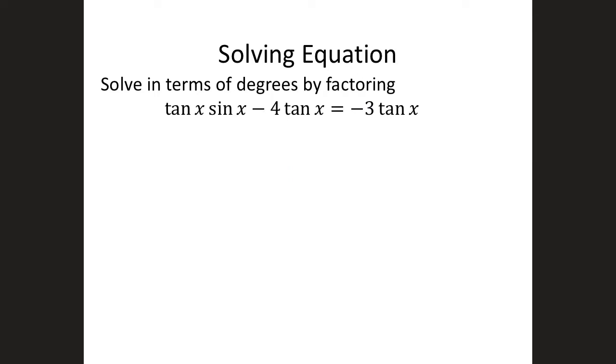Okay, the next problem says solve in terms of degrees by factoring. And in order to solve by factoring, you have to have 0 on one side. The reason why we need to have 0 on one side is setting factors equal to 0 is what's called the zero product property. And this only works when factors equal 0. So I'm going to start this problem by combining like terms. I'm going to add 3 tangent of x to both sides. And then that way, all of my like terms are on one side, and I have 0 on one side of my equation.